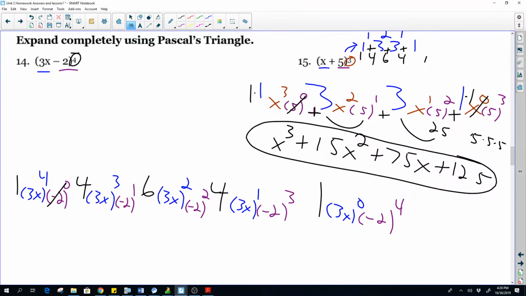So -2 to the 0 goes away. It just becomes a 1. Remember to distribute that 4 through. So 3 times 3 is 9, times 3 is 27, times 3 is 81 x to the 4th power. Excellent. Then the next one is 3 to the 3rd power, which is 3 times 3 is 9, and 3 is 27. So we have 27x to the third power, still times the negative 2, still times 4.